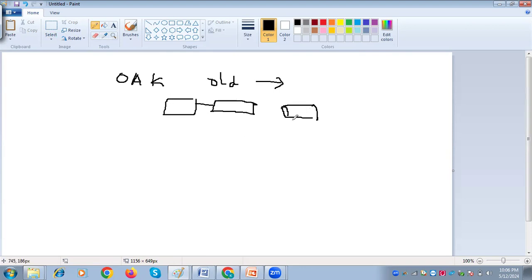The half-life given is 5,730 years, but that may be slightly different in different sources. You can get either 5,500 or something like that. So this is the oak tree, this is the GM tube, and this is the counter. We record the count. Suppose this sample gives a count rate of 4 counts per minute.